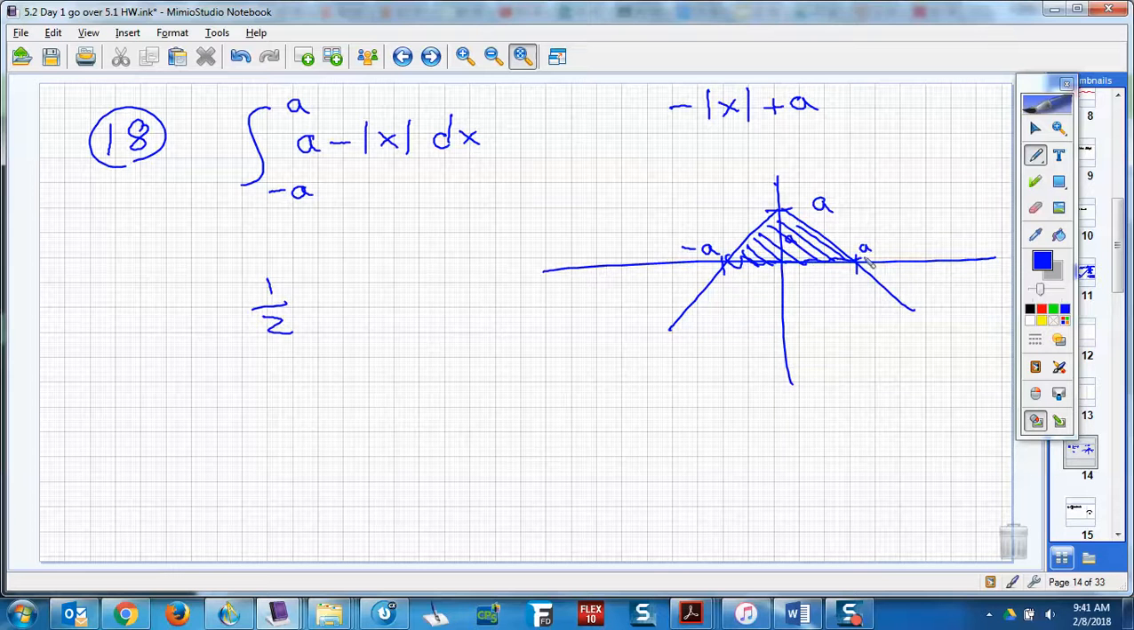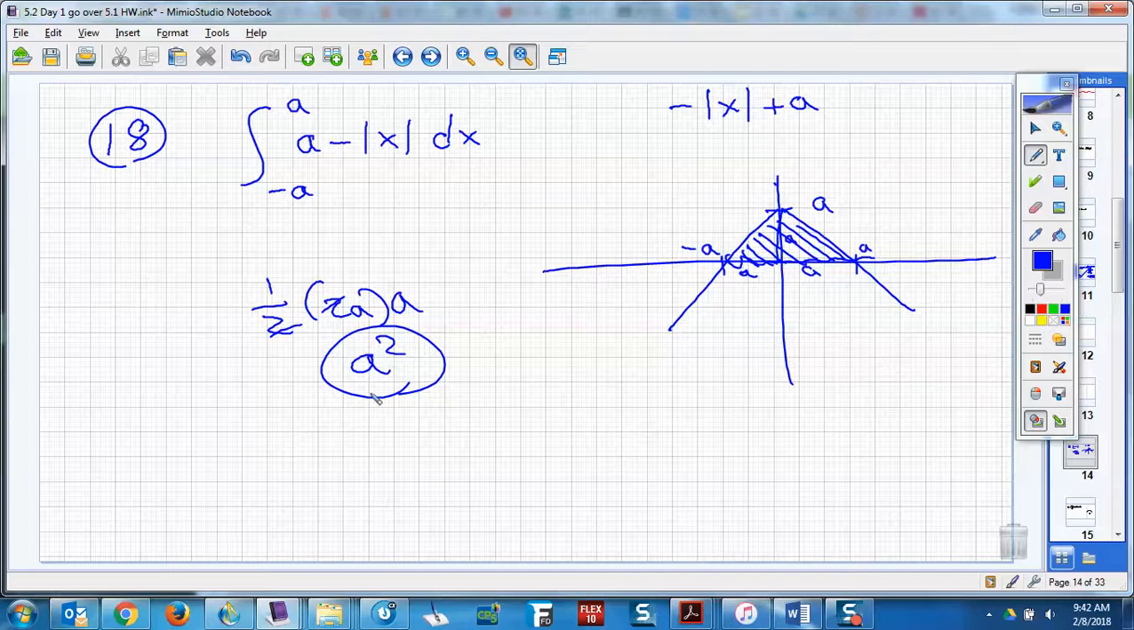What's the base? 2A. That'd be A and A, so that'd be 2A. And then the height is A also. So 1/2 and 2 cancel, so the answer is just A squared, like that. Okay, so the key is drawing it. The key is getting a drawing. And the same thing is true on 20.